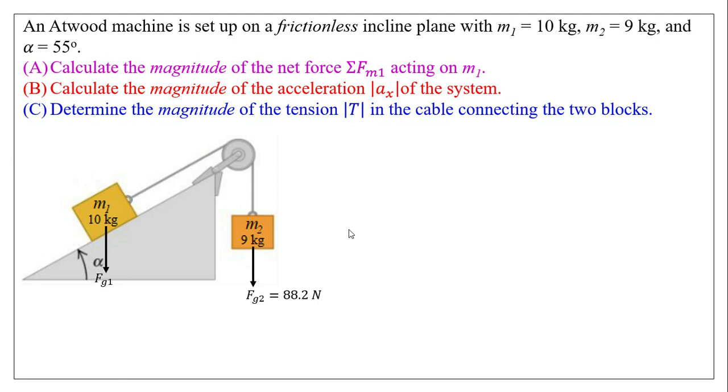This is F_g1, m1. Even though it's on the incline surface, the weight of it is directed down the page, or down the screen. This is F_g1, because F_g1 now is in between the x and y axis.